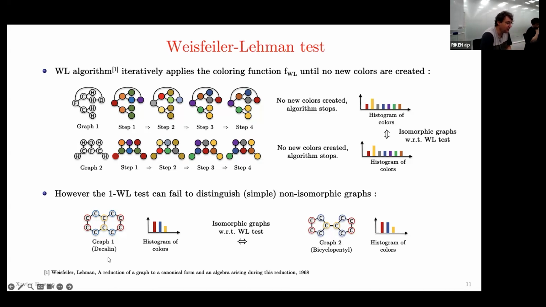So if you take, for example, this decalin molecular graph and this bicyclopentyl molecular graph, they are different topologically, as you can see. It's a very small difference, but the histogram of colors are the same. So the Weisfeiler-Lehman condition is positive. So it would say, yeah, actually these two graphs are the same, which is not true. So very quickly, you see that this Weisfeiler-Lehman test, we call it the 1-WL test, this original test, actually failed very quickly. So it's not a good measure of expressivity.